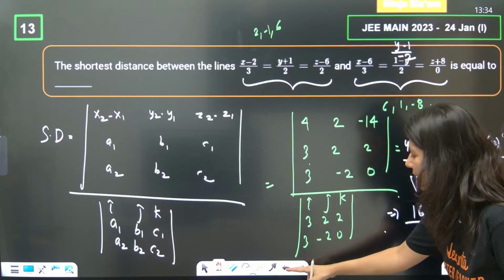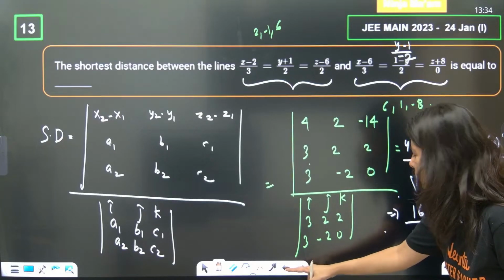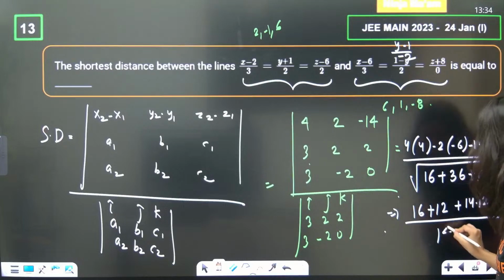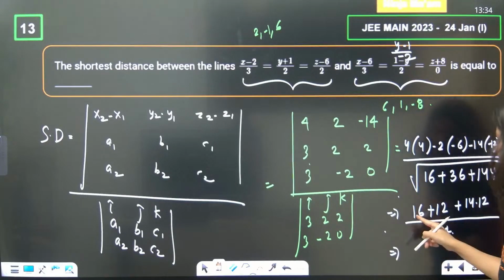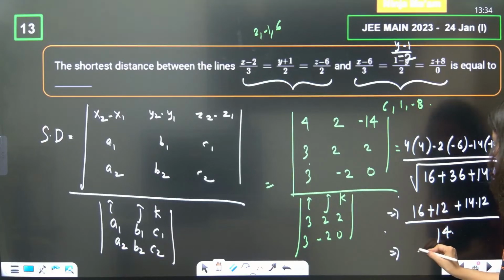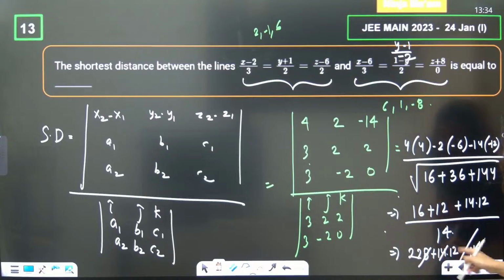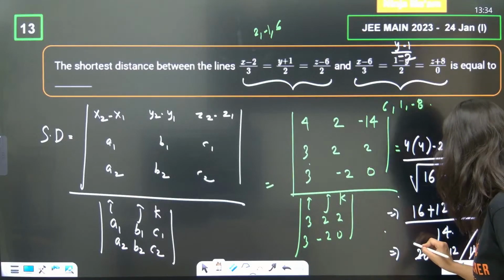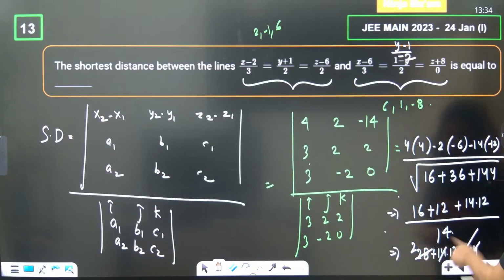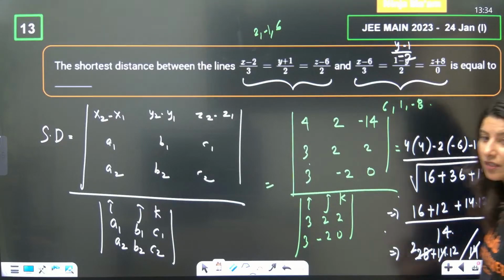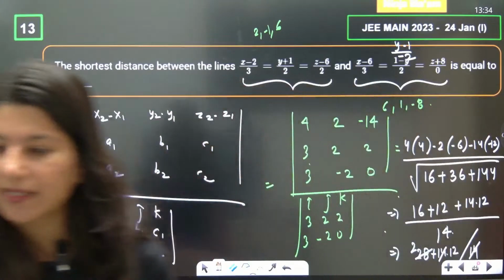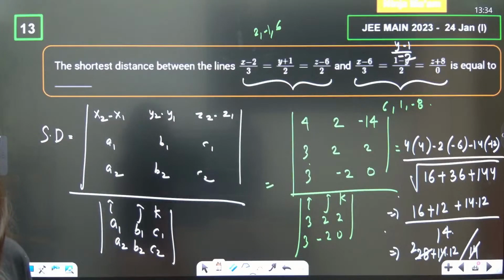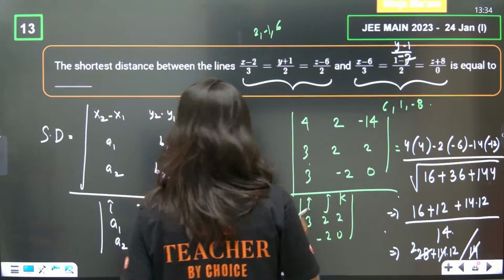196 is nothing but square root of 14. So this is your 14. This is what? 28. 28 plus 14 dot 12 upon 14. 14 ones are 14, 14 twos are 28. So this is nothing but 2 plus 12. 2 plus 12 is 14. Shortest distance between both the lines is coming out as 14.